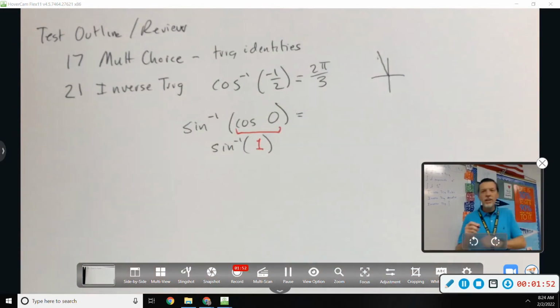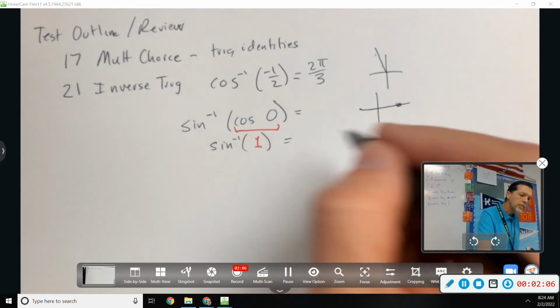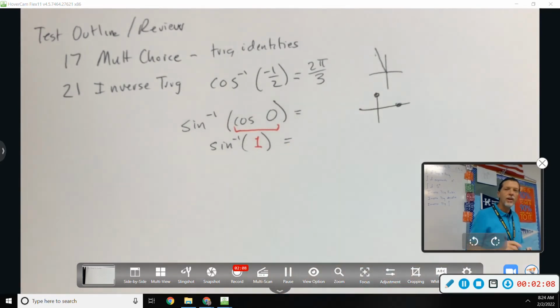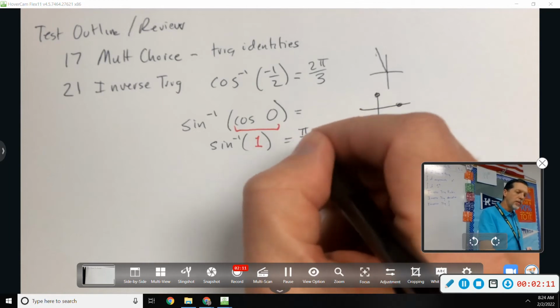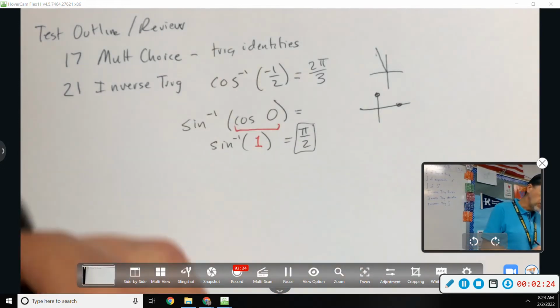Because cosine of 0 is 1. Draw a picture right over there. The next question, though, is inverse sine of 1. So what angle, where is the sine equal to 1? Up there, and up there would be pi over 2. So questions like that. Obviously, we could throw in some tangents and secants and negatives, so you get all sorts of things going on. Those take a little bit longer, so I didn't want to do one of those right here.